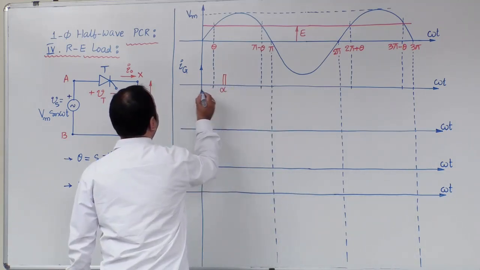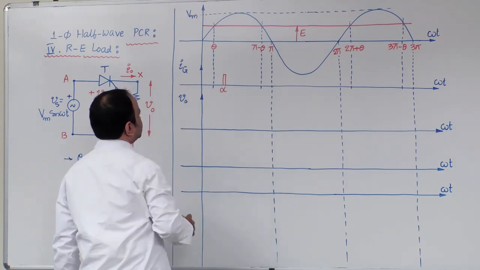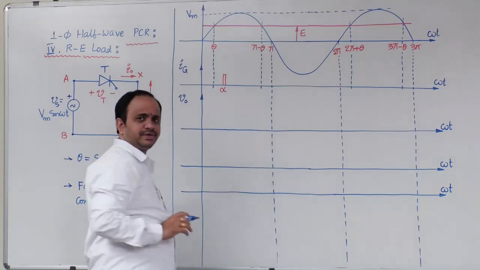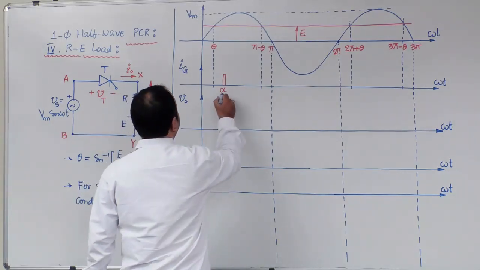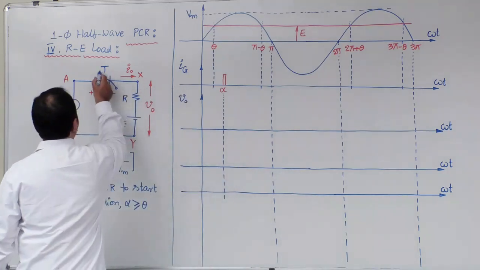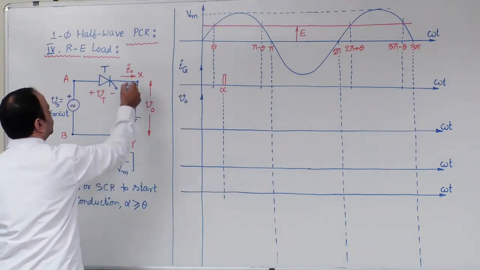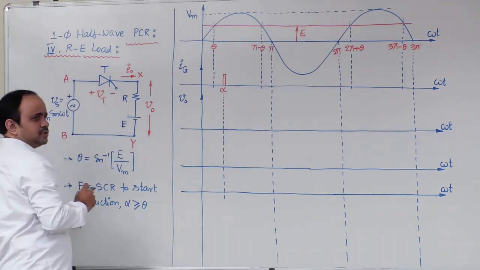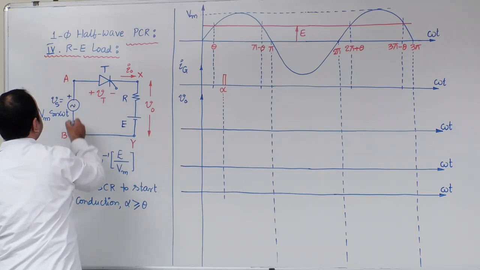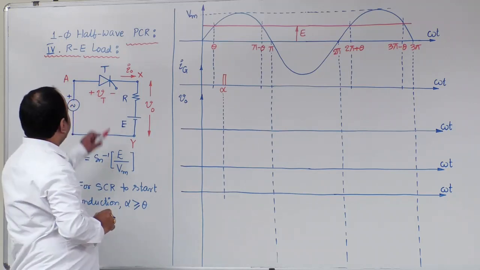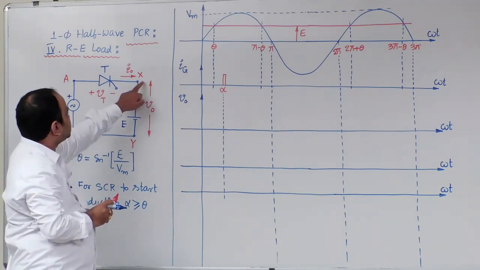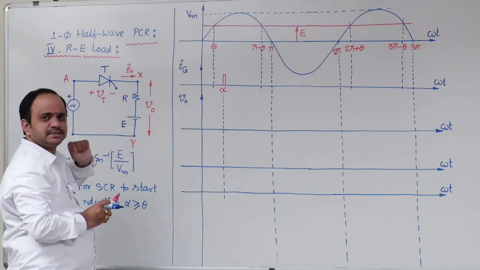draw the output voltage. So just like earlier, what we discussed in the previous case, in this particular RE load, suppose the device is turned on, load terminal X will be connected to source terminal A, then voltage across XY is the same as AB. Now, if SCR has not started conduction, then what is the voltage across XY terminals? That is the same as E.